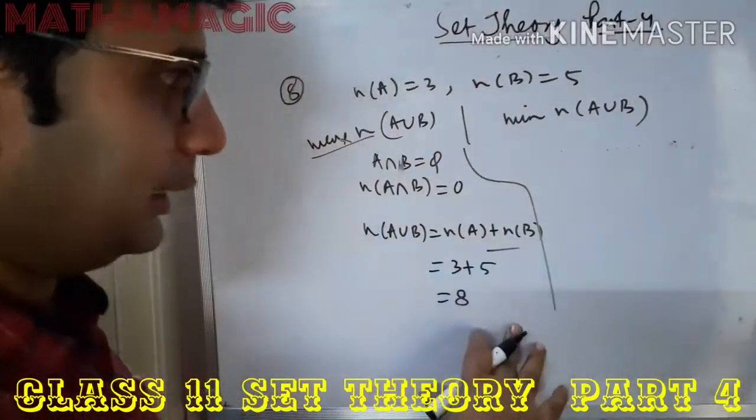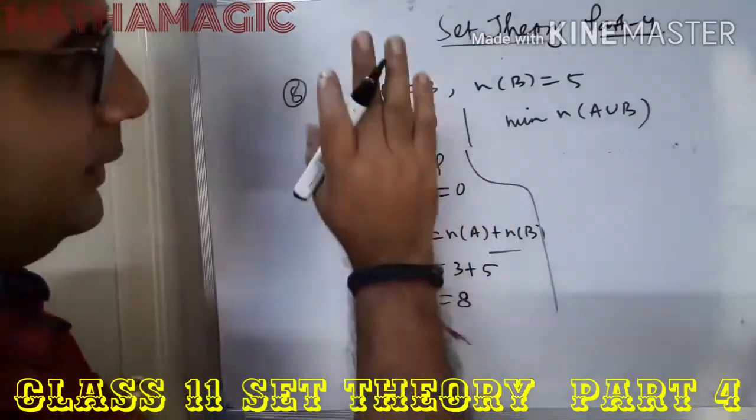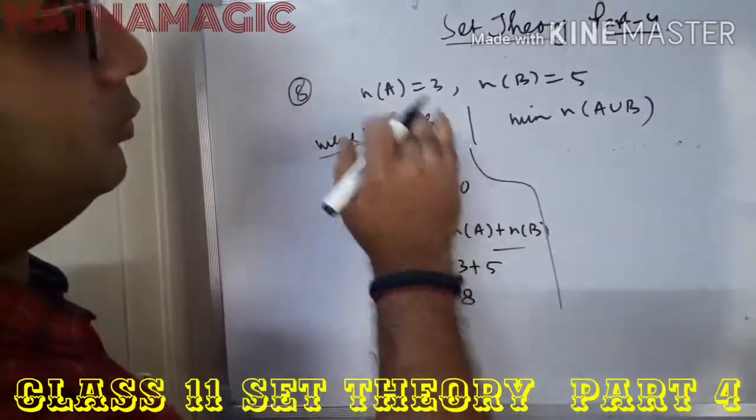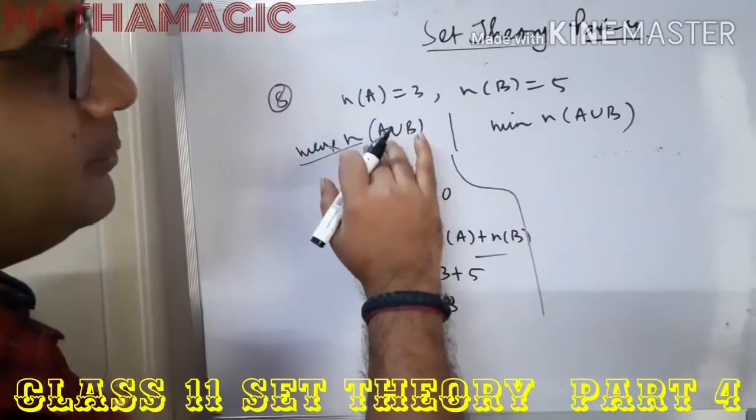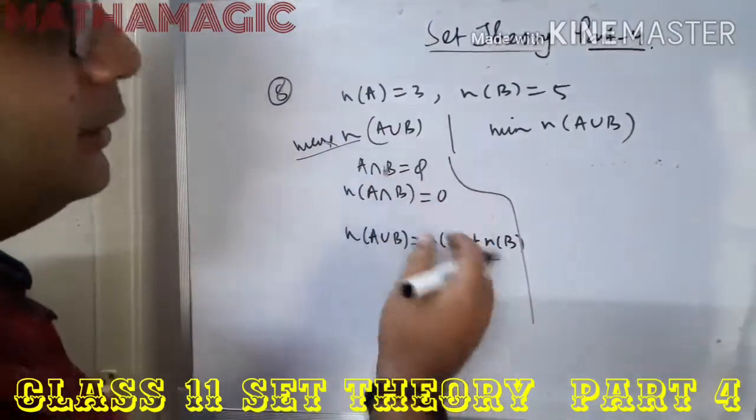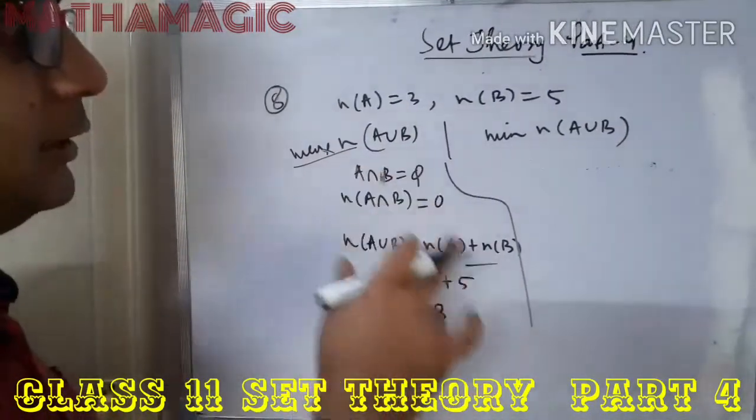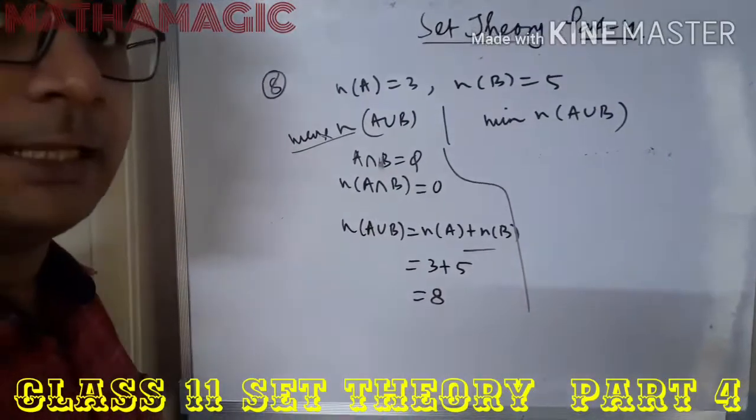I think this is clear. I'll repeat it once again, that if we have to find out the maximum number of elements present in A union B, then we have to consider that there is no common part between A and B.